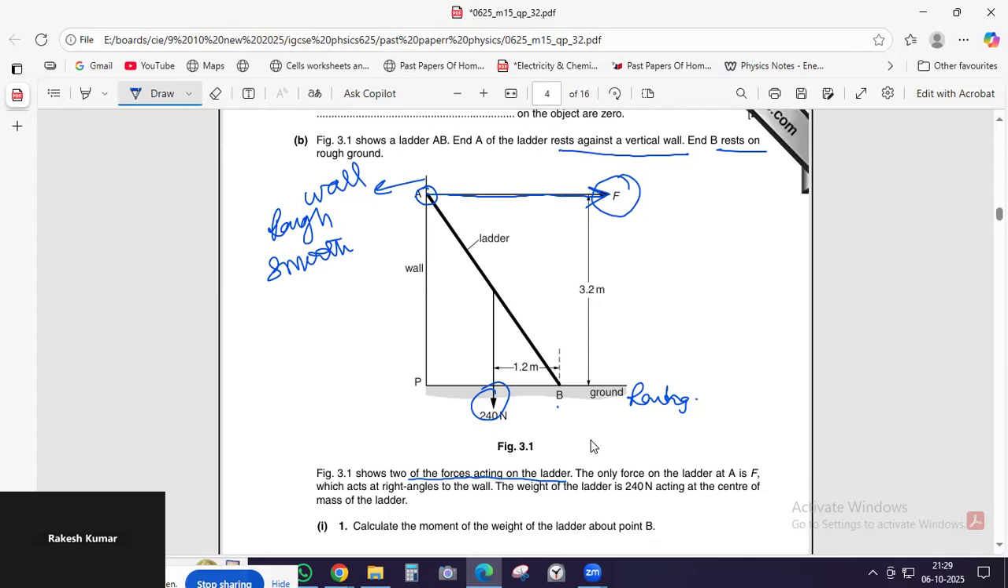In rough, if this wants to slide in this direction, there must be some force to pull it back. There is no other force, so this has to be rough first. The other thing is, if there's a force acting horizontally, there has to be, you see, it's like this.